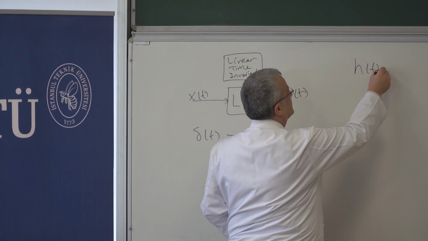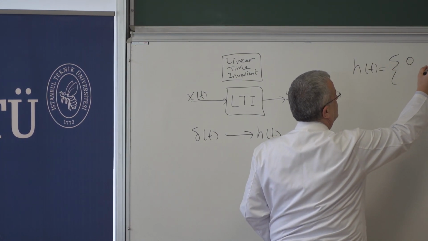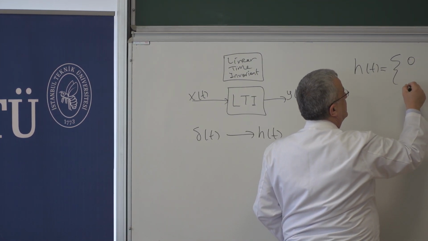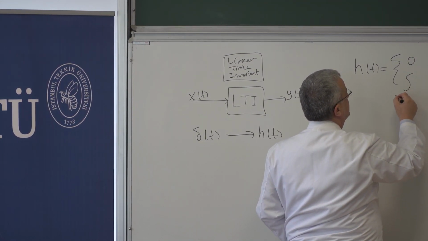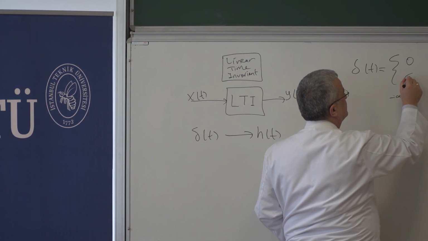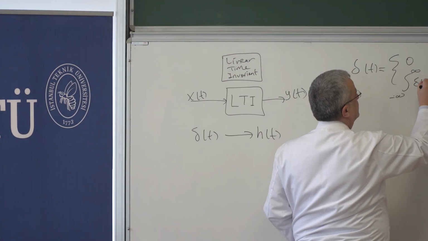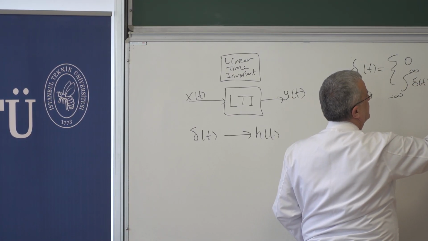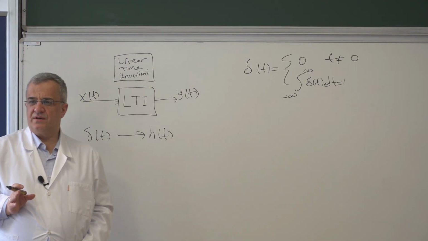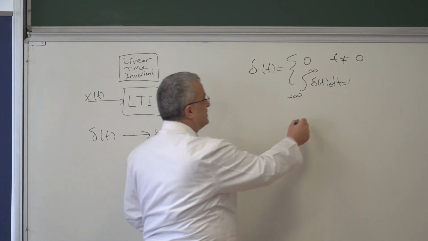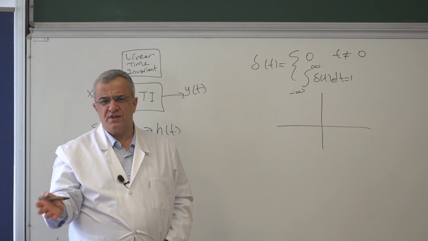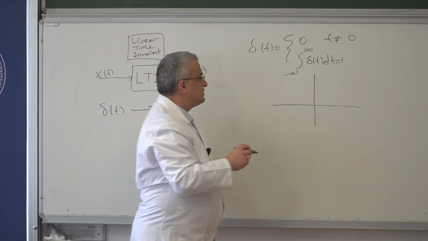It is 0 if t is different from 0, and the integral from minus infinity to plus infinity is 1. This is how we define the Dirac delta function. Sometimes I call it the Dirac delta function, sometimes I call it the impulse function. They all mean the same thing. I don't mean anything different.